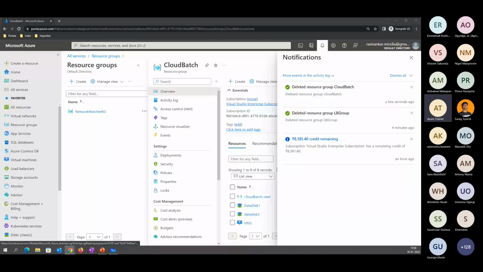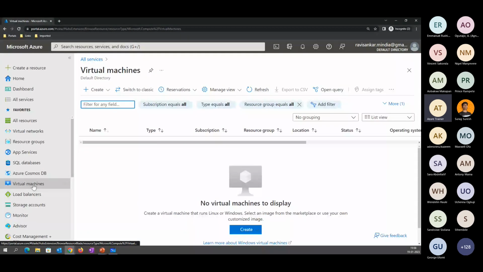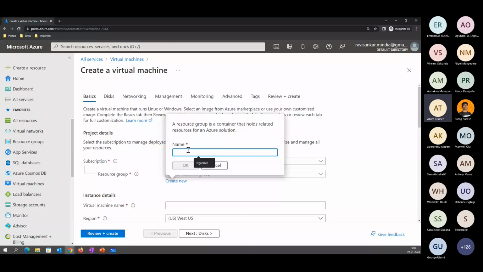Let's create a VM here. We are trying to see different possibilities of creating a public IP address and assigning it to a VM. So the first possibility, when you try to create a virtual machine here. Let's take the name VM1. I'm just creating a virtual machine here. I've given the resource group a name, cloud batch, and the VM name I've given is VM1.